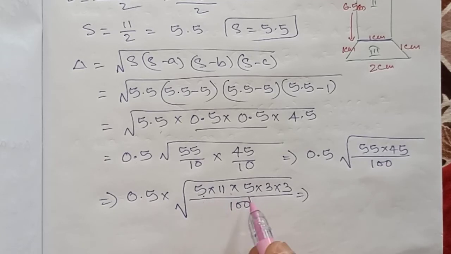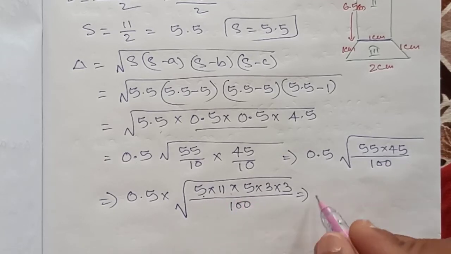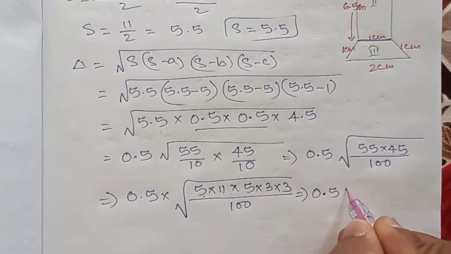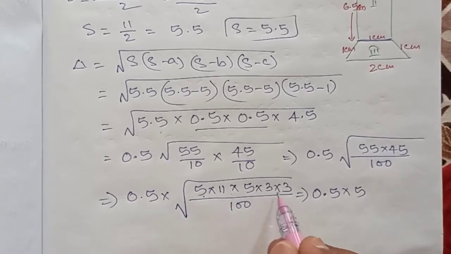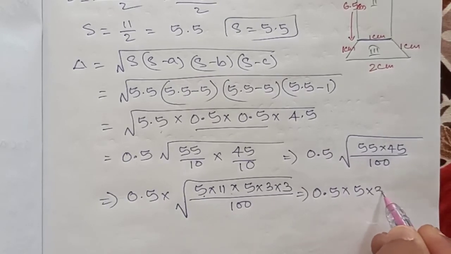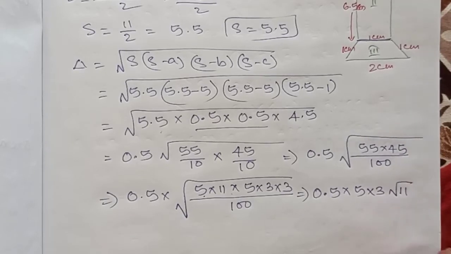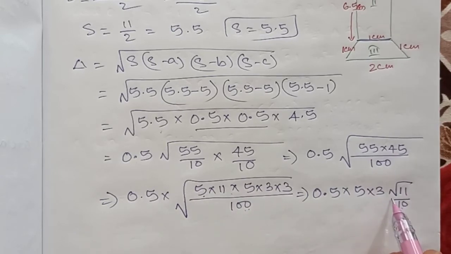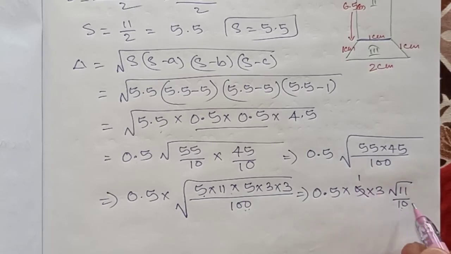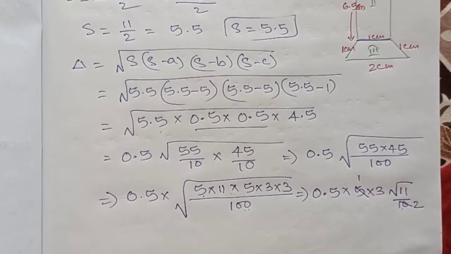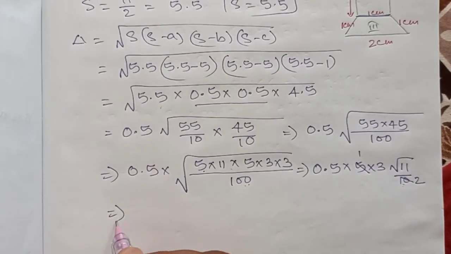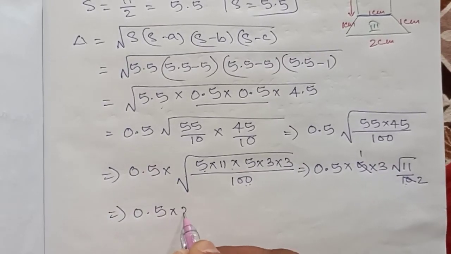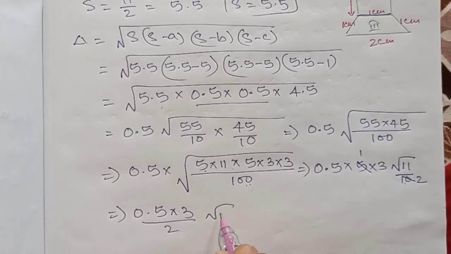Now out of two 5s, one 5 we can take outside. Out of two 3s, one 3 we can write outside the square root, and 11 will be left inside the square root. Now what about the square root of 100? Square root of 100 is 10, so no need to put a square root for 10 here. Now 5 1s are 5, 5 2s are 10. Okay, so we will get 0.5 into 3 divided by 2 root 11.